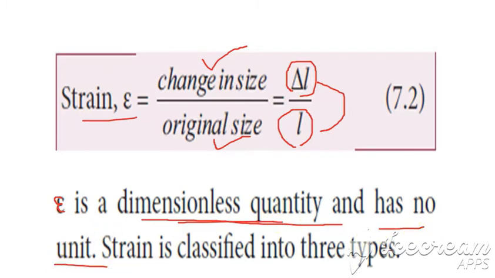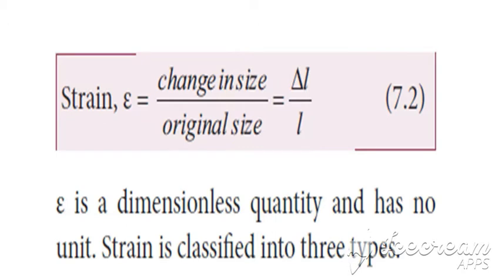So it doesn't have any unit, and this strain is classified into three types. They are longitudinal, volume, as well as shearing strain. So we'll see them one by one.